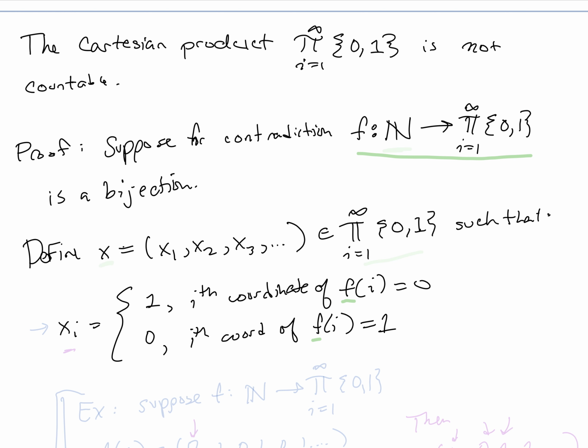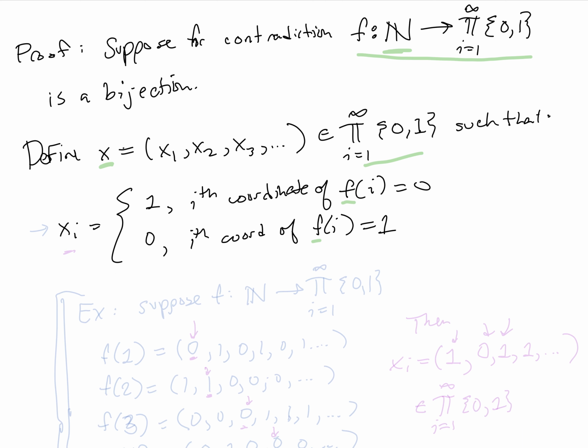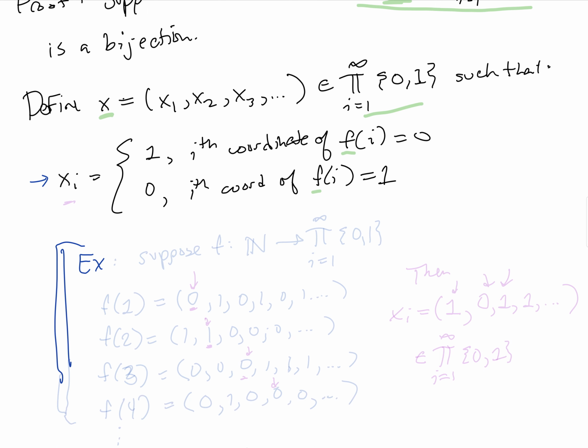Now let's think about this particular element x, and note that, yes, x is an element of this set. What we're going to show is that x is not an image of any element of the natural numbers, and therefore this function cannot be surjective, therefore no such bijection can exist. So that's what we're going to show. To just think about why that's true, so this is not really part of the proof, this is just an example to understand what this means.